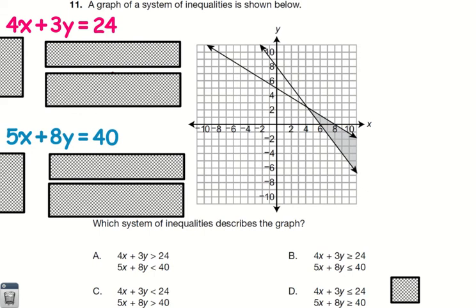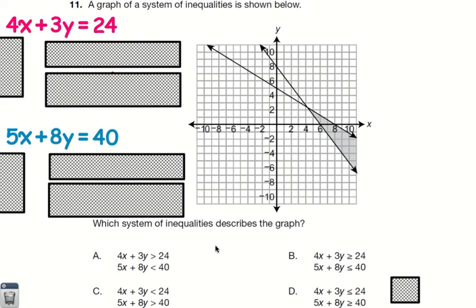All right, so they give you a graph of a system of inequalities, and they want to know which system describes the graph. Well, the annoying thing about this problem is that all of these inequalities are not in what form? They're not in slope-intercept form.